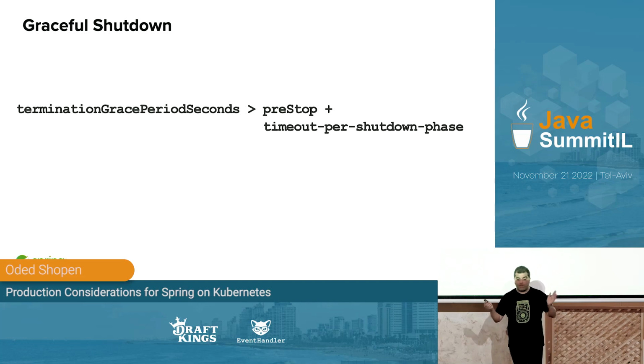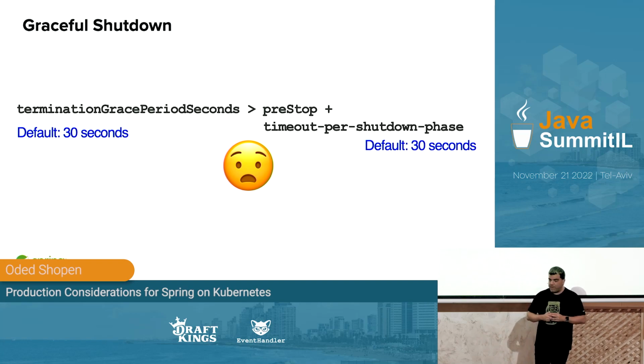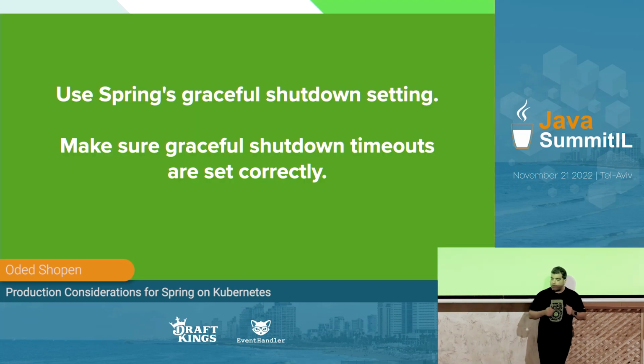Now, here's the bad news. The default for termination is 30 seconds, and the default for timeout is also 30 seconds. Congratulations, you will always kill your pods unless you change the defaults, okay? So make sure you set the parameters correctly, otherwise you're going to get a lot of SIGKILLs for your pods. Okay, so use the graceful shutdown setting and make sure the shutdown timeouts are set correctly.